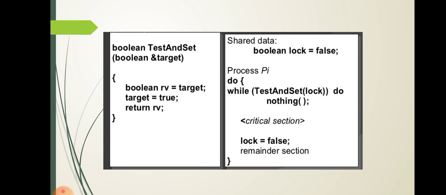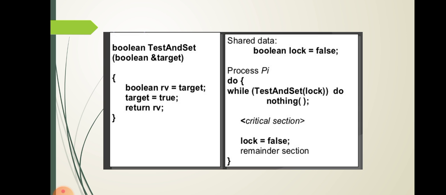In that, boolean ampersand target is nothing but we are passing the value of lock to target, that is 0. So boolean RV equals target. RV returns the previous or old value of the lock variable. What is the previous value? It is 0. So it is going to return the lock value, which is now 0.